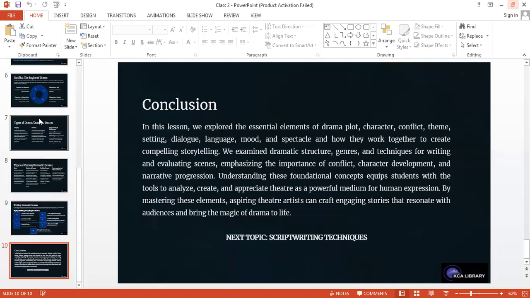And when you master these elements, as an aspiring theater artist, you can craft engaging stories that resonate with audiences and bring the magic of drama to life.